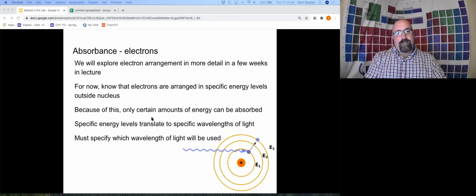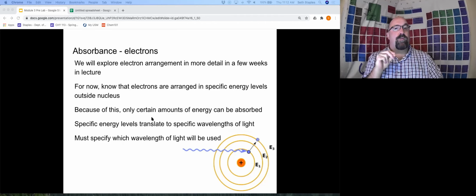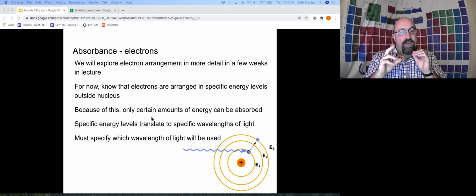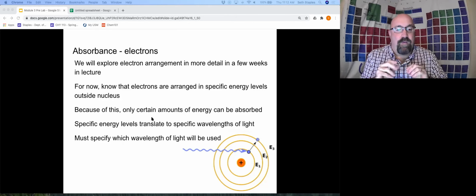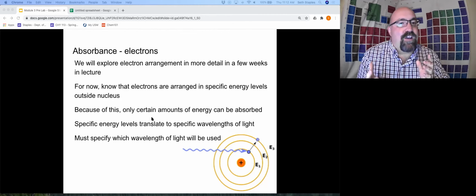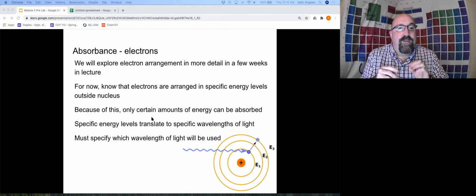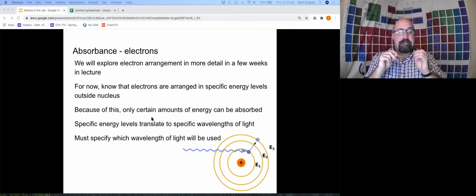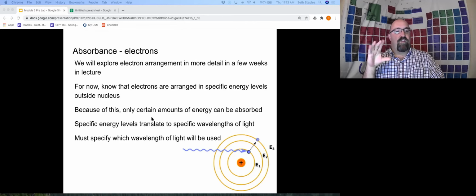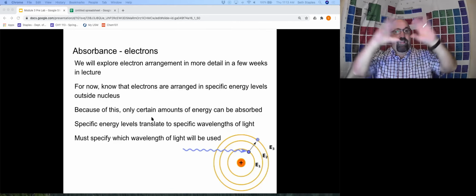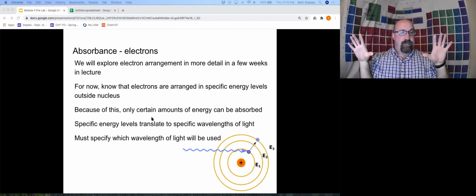We also have to deal with the fact that only certain wavelengths of light are going to be absorbed by our sample. We're not going to get into a lot of detail with this aspect of absorbance right now, because later on in lecture, in a few weeks, we're going to be studying electron arrangements in much more detail than we have so far. So far, when we've talked about atomic structure, all we've really said is we have our protons and our neutrons in our nucleus, and our electrons are somewhere on the outside.